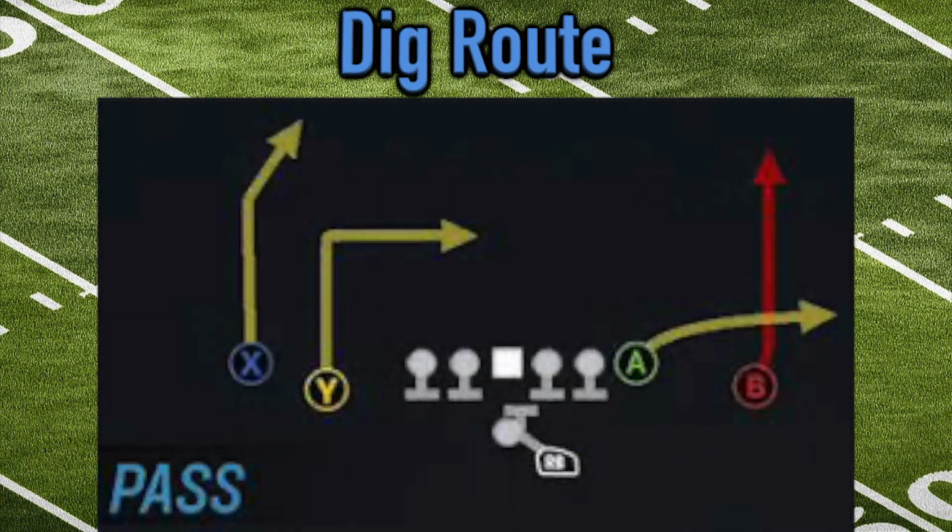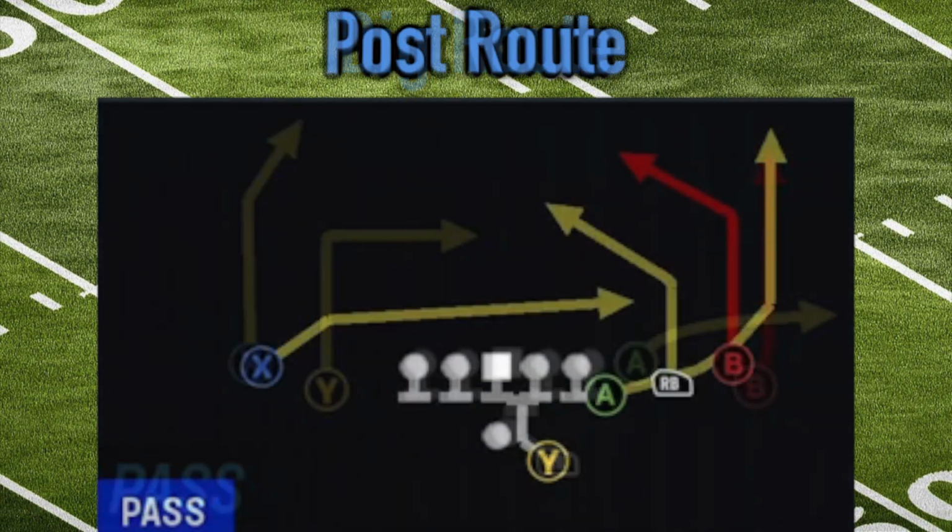The dig route is the inverse of the out. Our Y receiver here runs forward but then cuts in at 90 degrees. Just like the slant, the dig route can leave receivers vulnerable to bone-crushing hits by linebackers. A few more standard routes.